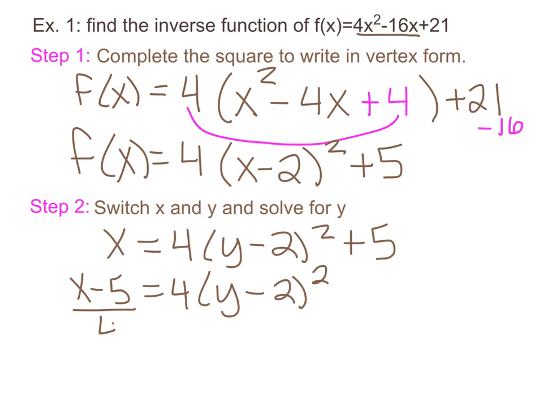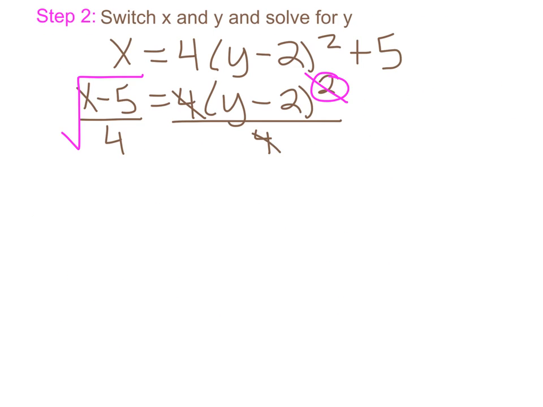I'm just going to put over 4 so that these cancel out. Then I'm going to take the square root. So take the square root of both sides, makes that part go away. And then I need to add 2. So I've got the square root of x minus 5, and this is all over 4. And then my plus 2, equals y.